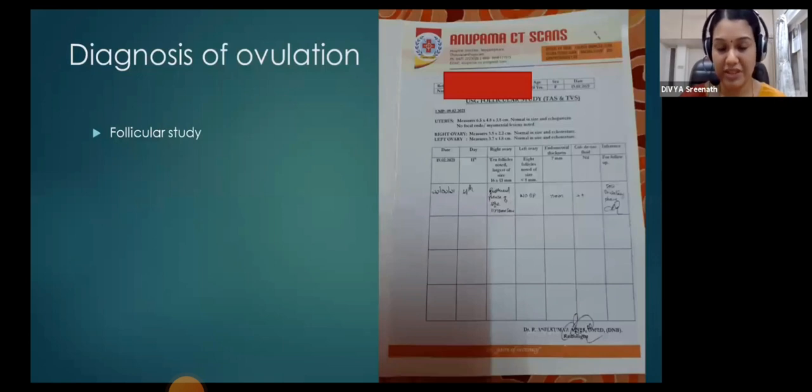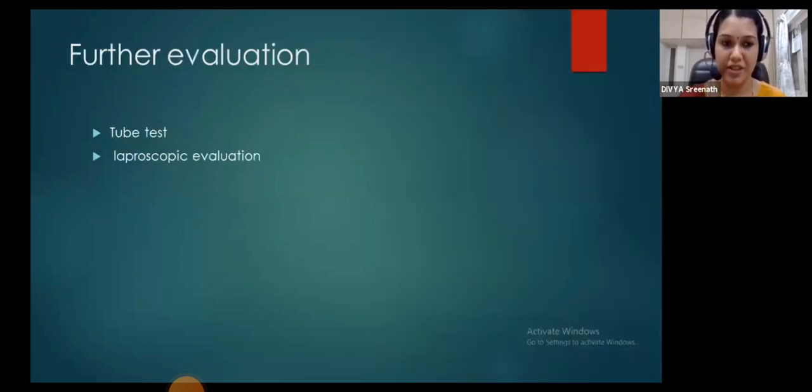And then for a female, we can do a follicular study to assess ovulation. The first and foremost is the semen analysis. After you take the history that the patient has a regular cycle, then assess ovulation by doing a follicular study. Further, if ovulation is normal, we can do a tube test to assess tubal patency, or the cervical factor, or even examine whether the cervical opening is patent, like if there is a pinhole cervix. Sometimes you have to ask whether the patient is having regular sexual contact also.